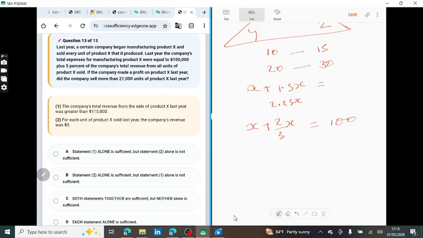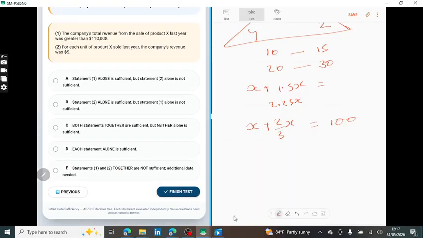But then the company can also sell more than 21,000 units and still not make a profit. They can sell up to it, so they don't need to. Statement 1 is not sufficient. How about statement 2?